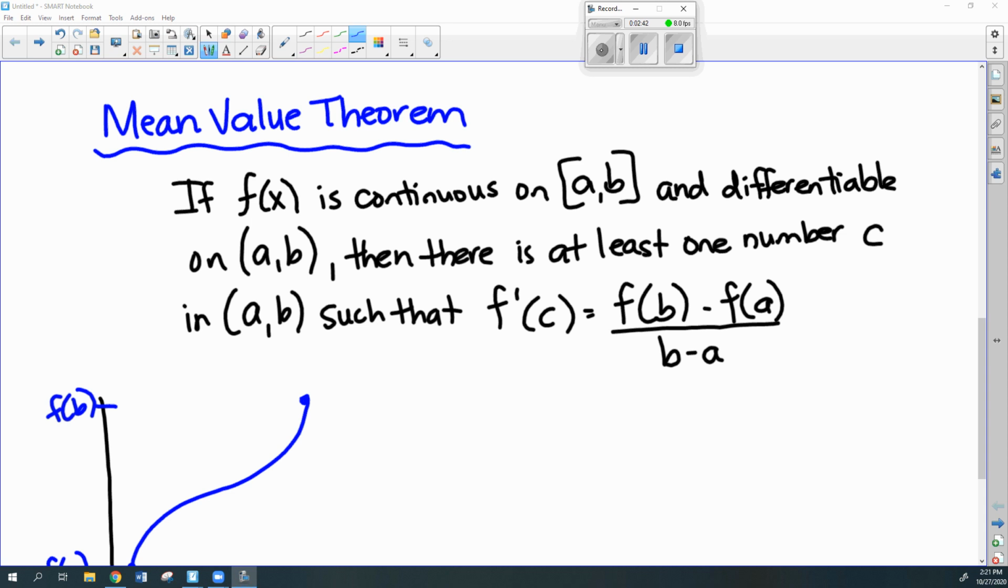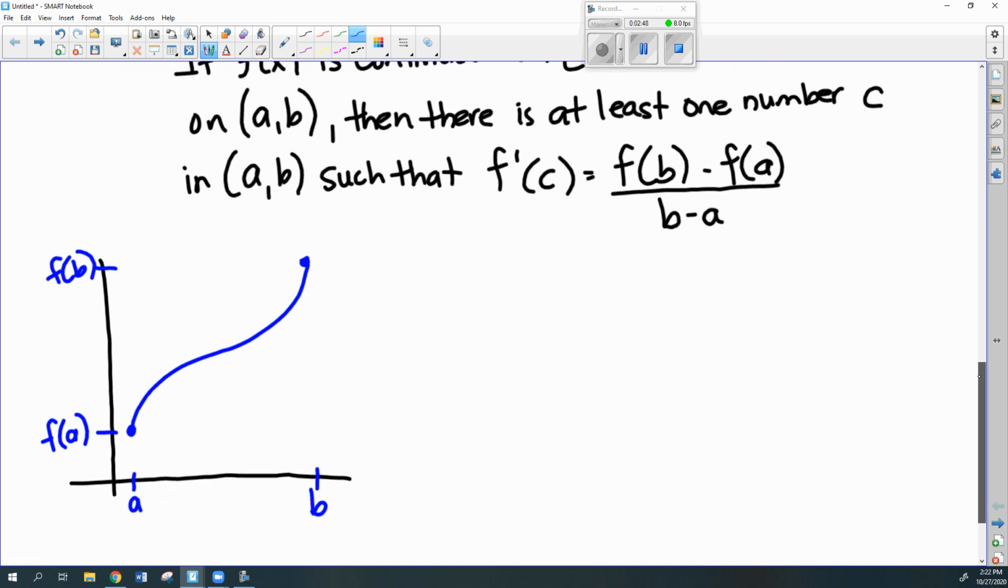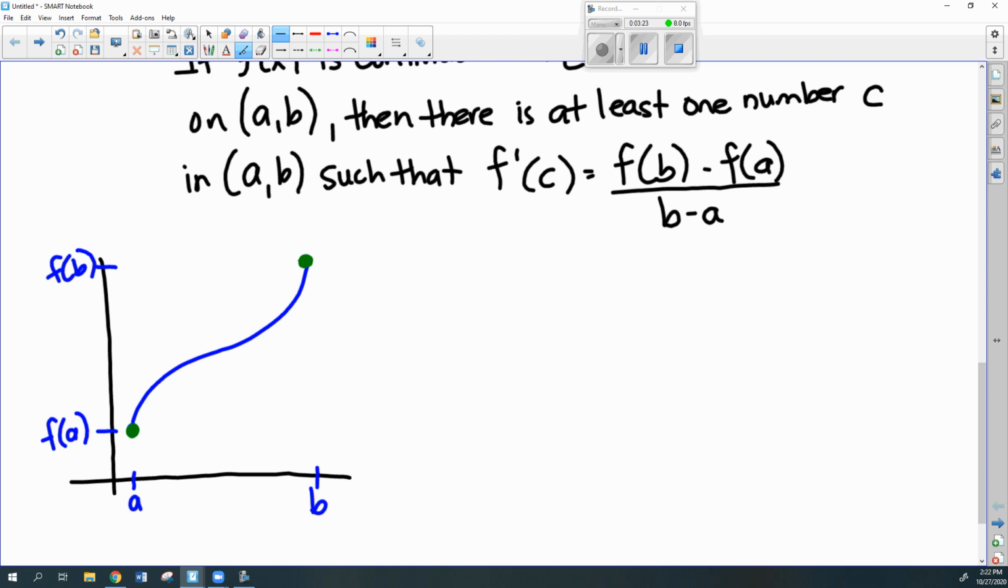Before we talk about what this theorem is really saying, I wanted to go over the picture of it one more time. If I were to find the difference quotient, f of b minus f of a all over b minus a, what I'm essentially doing is finding the slope. The difference quotient is just another way to find the slope between two points. And in this case, it would be the slope between the two endpoints.